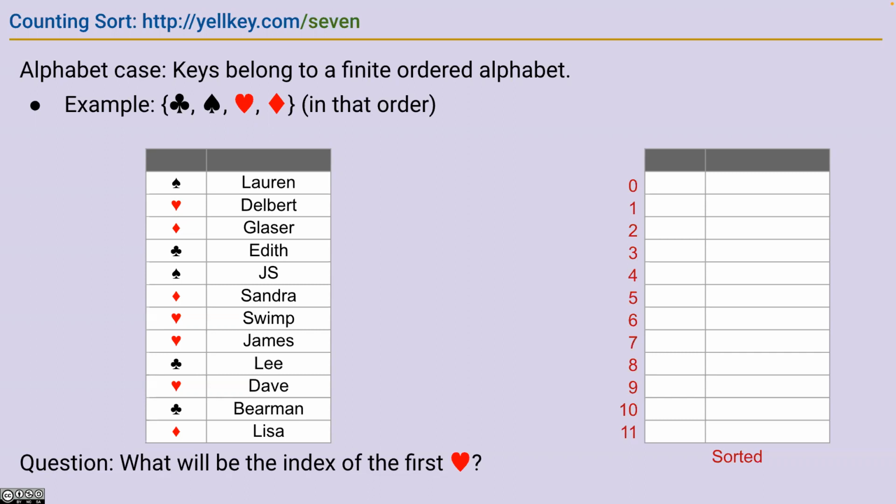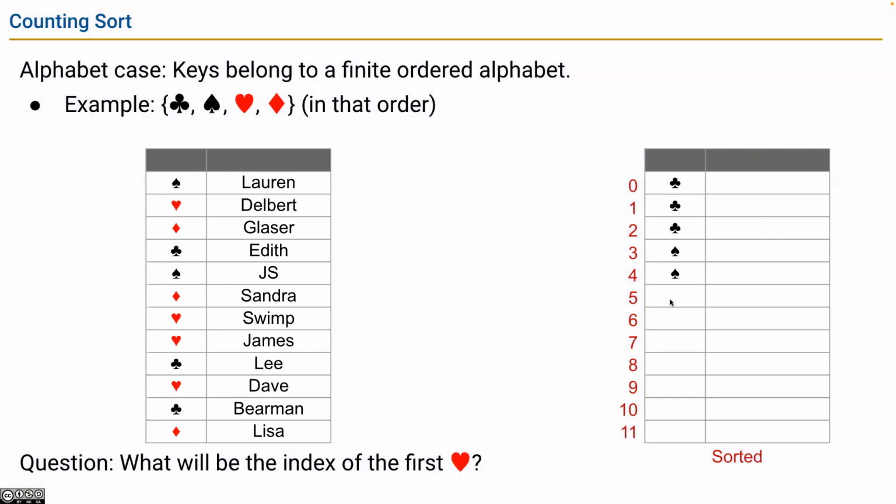Okay, question for you. How many suits are less than hearts? There's two different suits. They're the black suits. So what we could do is count the black suits. We can see that there's 1, 2, 3, 4, 5 of them, which means the first 5 spots, 0 through 4, will be occupied by black suits. And so we know that the first heart will be in position 5. Okay? So that's the idea.